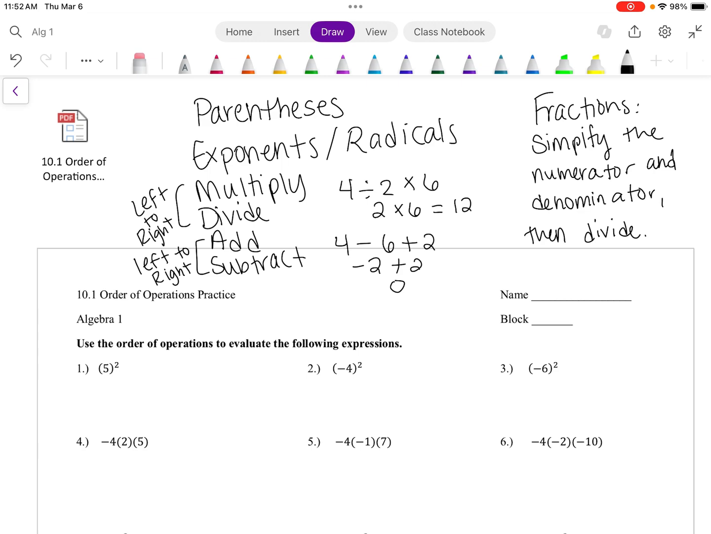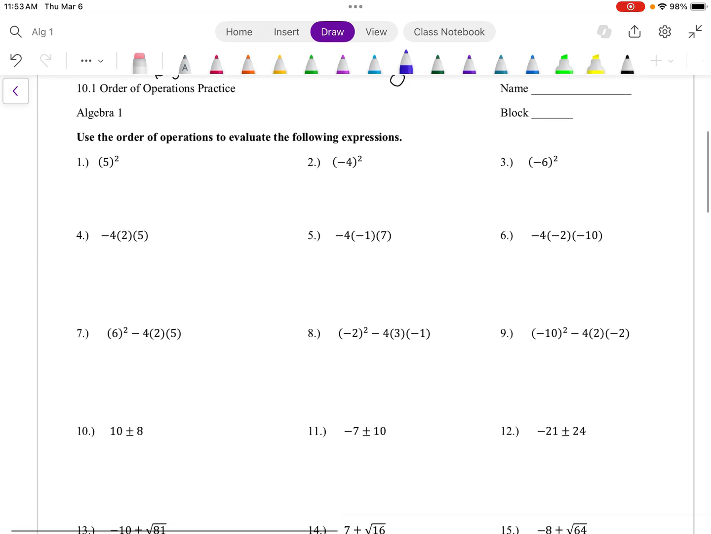We also want to think about how our order of operations works with fractions. So when we're thinking about our fractions, we actually want to think about the numerator and the denominator separately. We want to make sure everything in the numerator is simplified using our order of operations. We want to make sure everything in our denominator is simplified. And then, once we have a number over a number, we can divide. So let's do a few practice problems to refresh our memories.